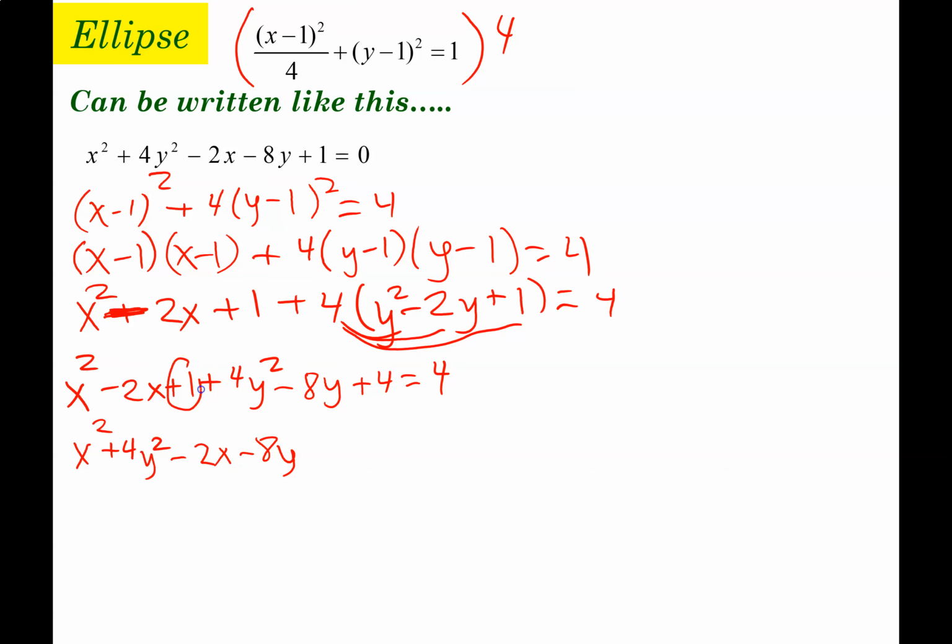And then like term there and there. So that's going to be a positive 5 there. And then we're going to subtract that 4. So that's where we get the positive 1 from, equals 0. And that's what it would look like. That's where it's coming from. All right, just in case you needed it.